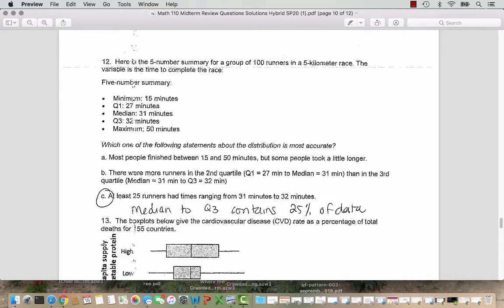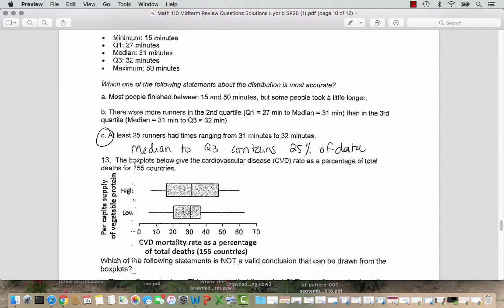And then C says at least 25 runners had times ranging from 31 minutes to 32 minutes. And that's true because our median to quartile 3 contains 25% of the data. They said at least 25 runners because it could be we had a whole bunch of people that were 31 minutes, and so the median could be one of those 31 minutes. So it could be there were some times below the median that were also 31 minutes if many people had that running time.